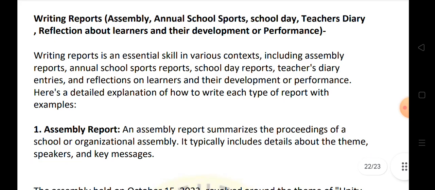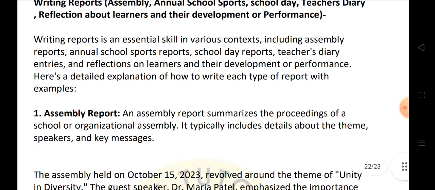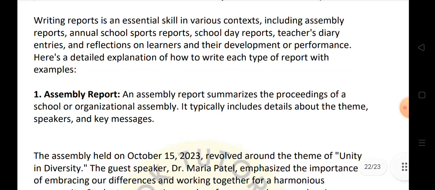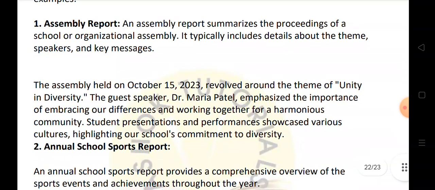Then now we are going to learn about writing reports. When we were doing our B.Ed and D.El.Ed, we have done all these activities. Writing reports: assembly, annual school sports, school day, teacher's diary, reflection about learners and their development or performance. All right. Writing a report is an essential skill in our context, including assembly reports and annual school reports. So let's see this one by one.